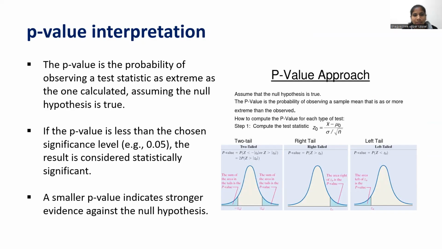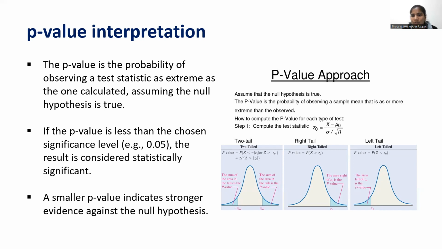P-value interpretation. The p-value is the probability of observing a test statistic as extreme as the one calculated, assuming the null hypothesis is true. If the p-value is less than the chosen significance level, the result is considered statistically significant. A smaller p-value indicates stronger evidence against the null hypothesis. The p-value approach assumes that the null hypothesis is true. The p-value is the probability of observing a sample mean as or more extreme than observed.